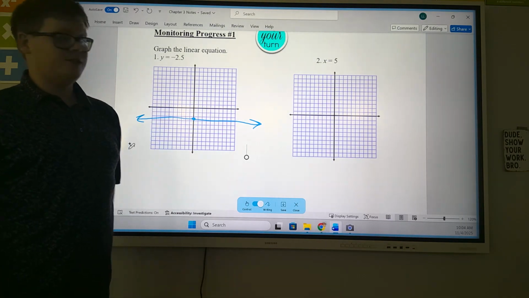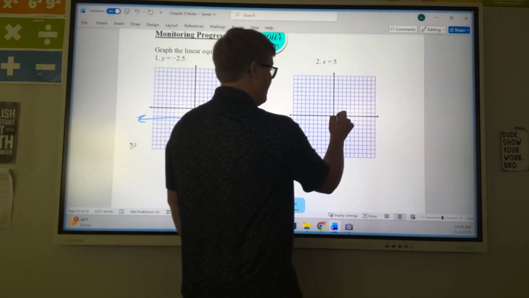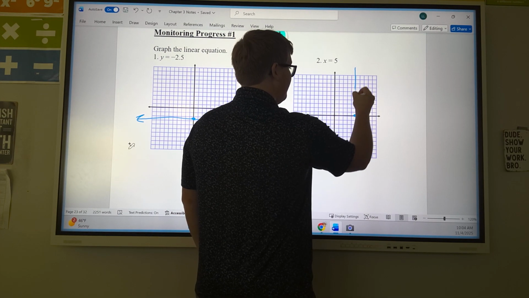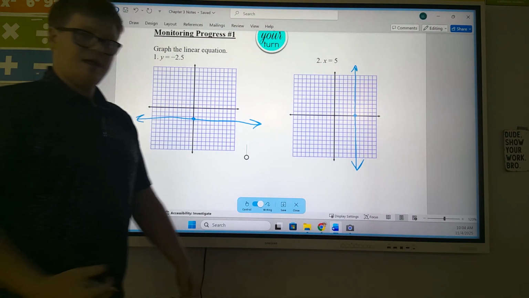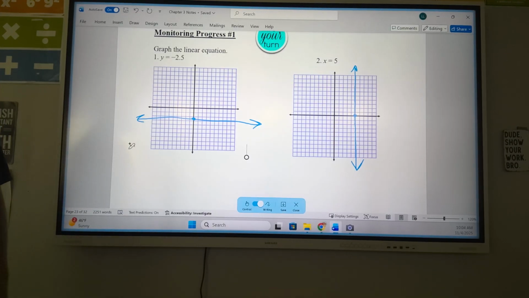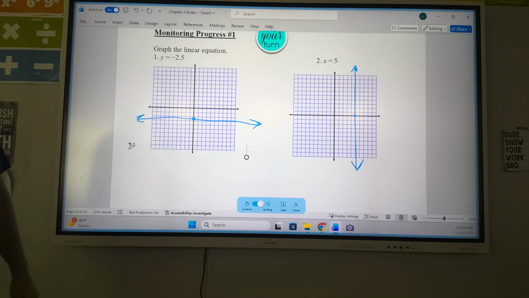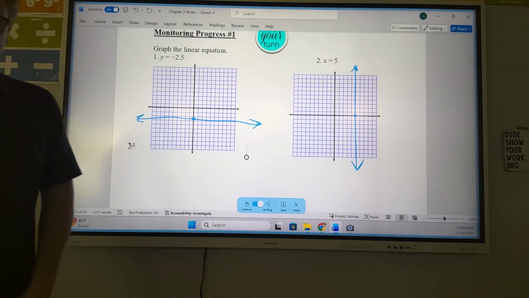We look at number 2. Our x-intercept is 5. That's all we're given. So we go 5 on the x-axis. 1, 2, 3, 4, 5. Make a point. And a straight vertical line. That's all it is. It's a horizontal or vertical line. It is a horizontal line when you have y equals, because that's a y-intercept. You have a vertical line if it's x equals, because that is our x-intercept.